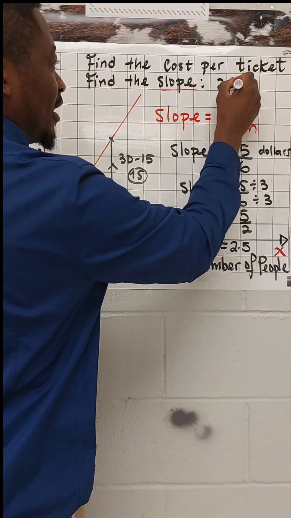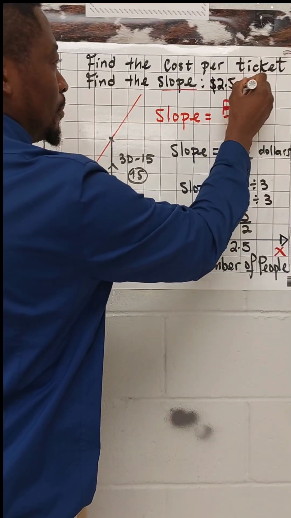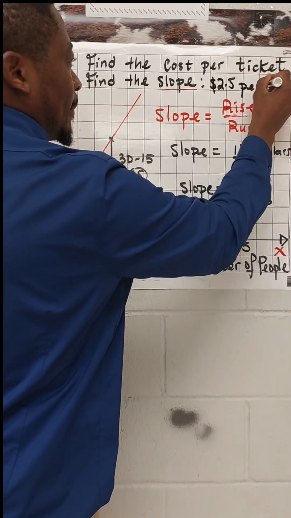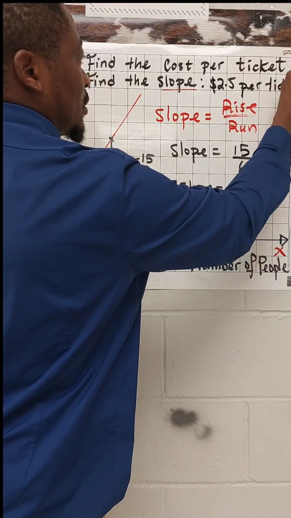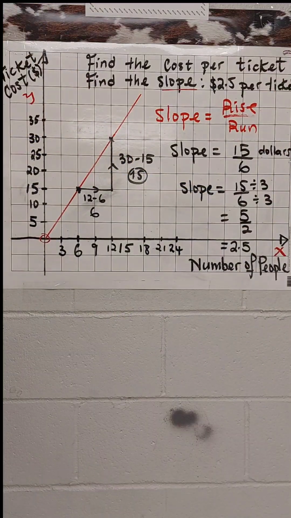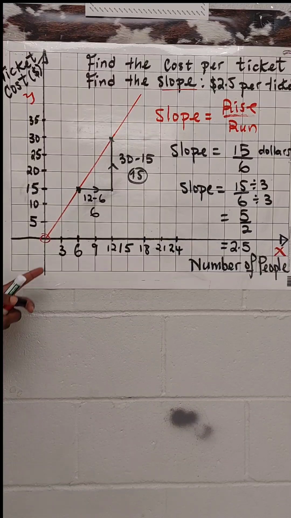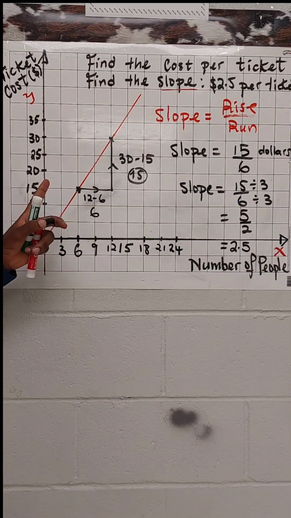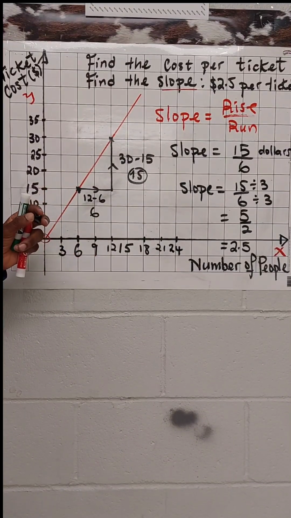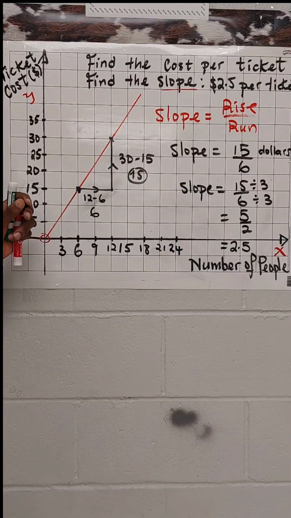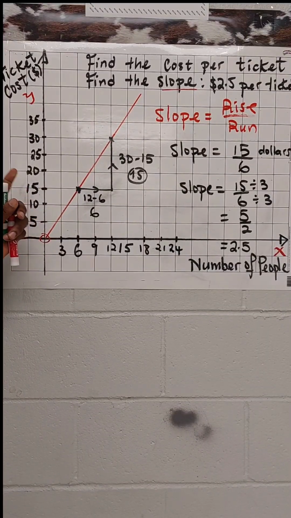So $2.5 per ticket. So one ticket costs $2.5. And that is the relationship between unit rate and slope. The slope is the same as the unit rate, which is the cost for one ticket.